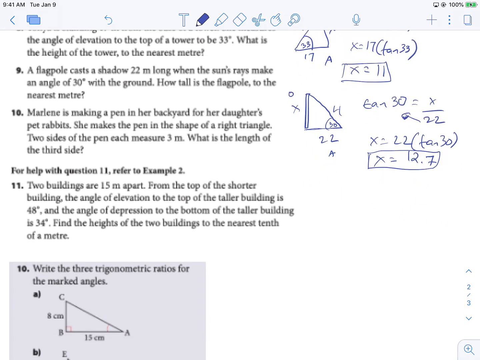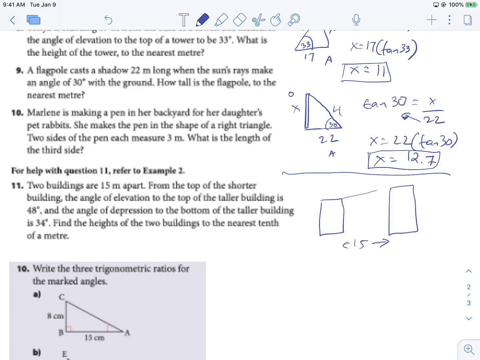Okay, and then we are at 11. So 11 is a bit of a tricky one. This would be a challenge question for sure. Let's try to figure it out here. So we have two buildings. So here are my two buildings. And it says they are 15 meters apart. From the top of the shorter building, the angle of elevation to the top of the taller building is 48.